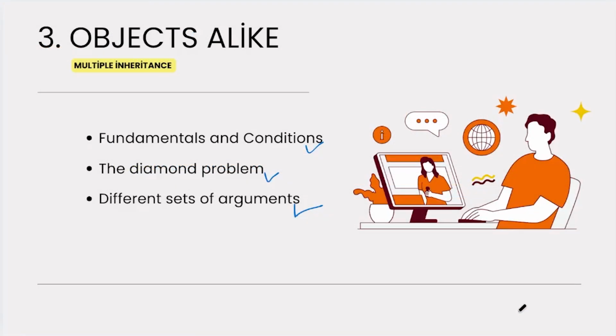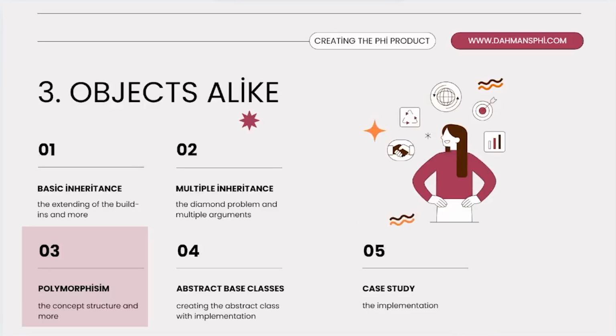That was all about multiple inheritance. Next, we'll be looking at polymorphism. I will see you then.